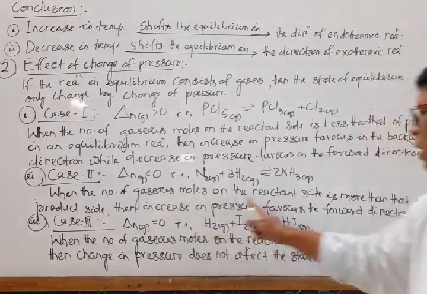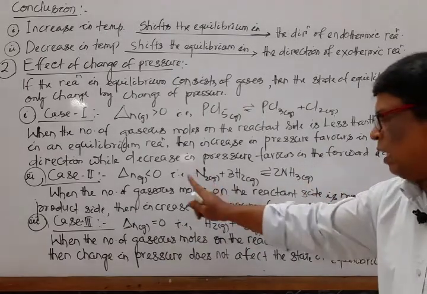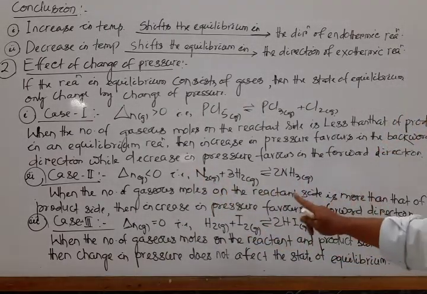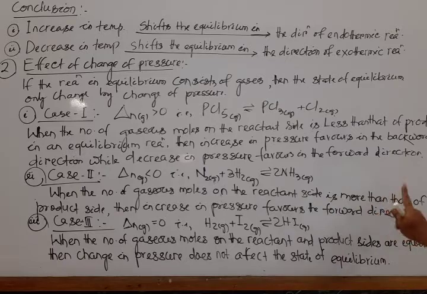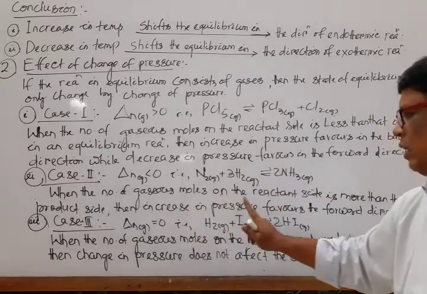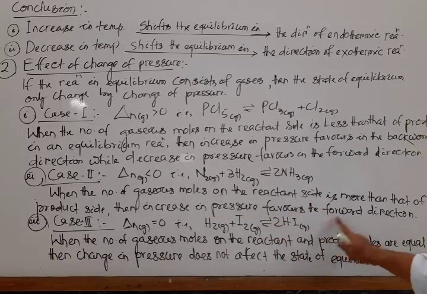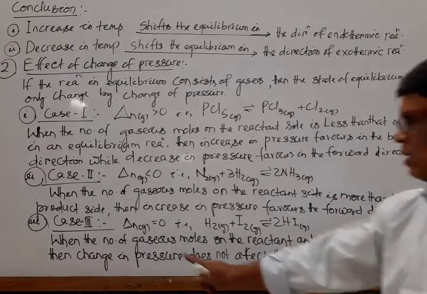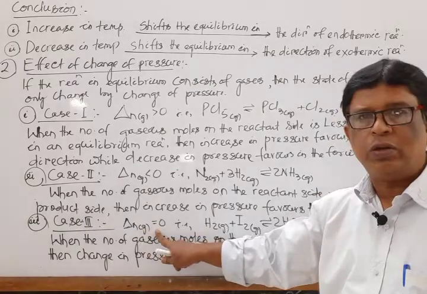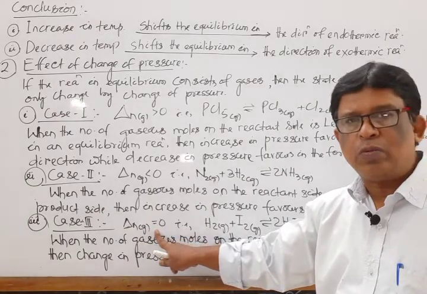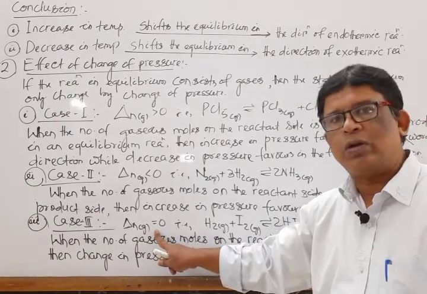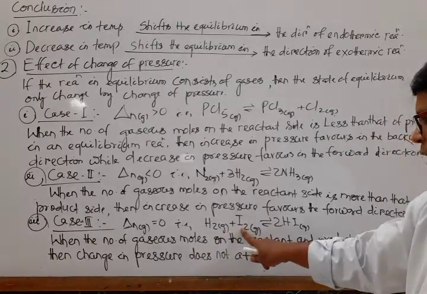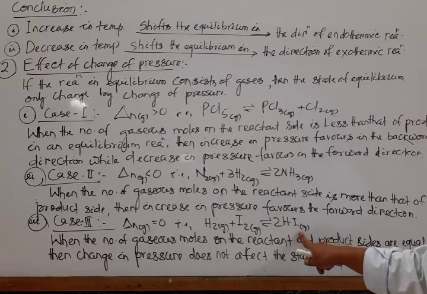So if del Ng is less than 0, that means the total number of gaseous moles on the reactant side is more than that of the product side, then increase in pressure favors the forward reaction, forming more amount of ammonia. Case 3, when del Ng is equal to 0, that means total number of gaseous moles on the reactant side is equal to the product side. For example, H2 gas plus I2 gas gives rise to 2HI gas.